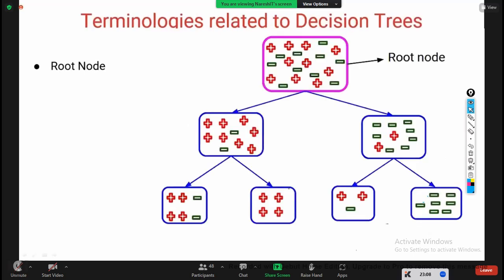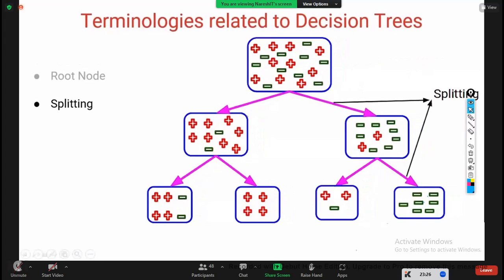And what are the different terminologies in decision trees? The first one is called a root node. The starting opening, first you are going to take one condition and based on that splitting will start. That is called a root node. And from the root node, it is going to split into the right side branch and left side branch. Okay, two sides.